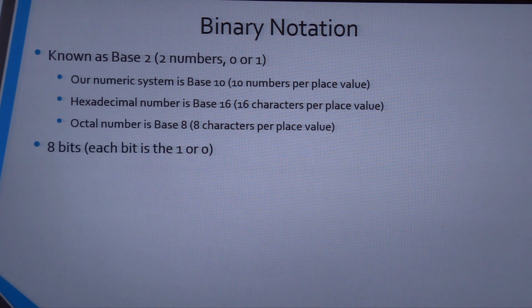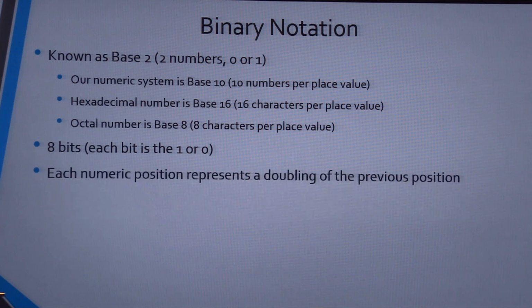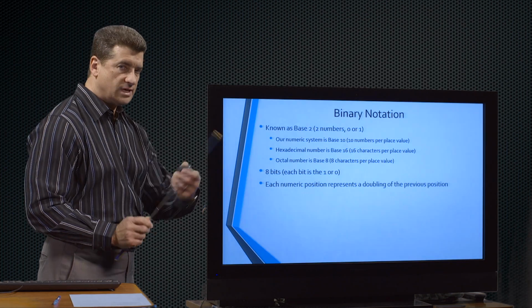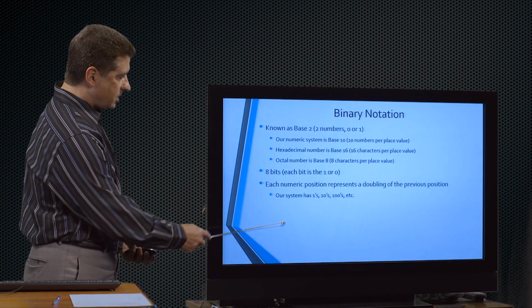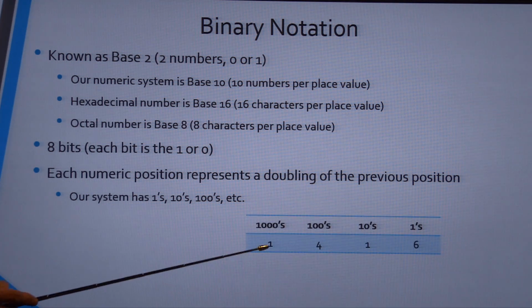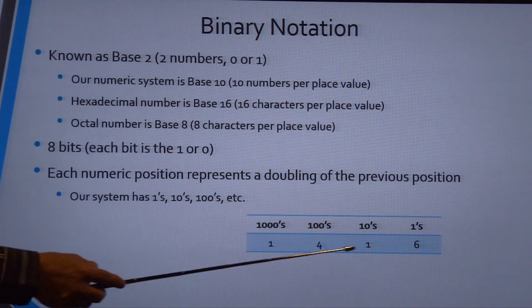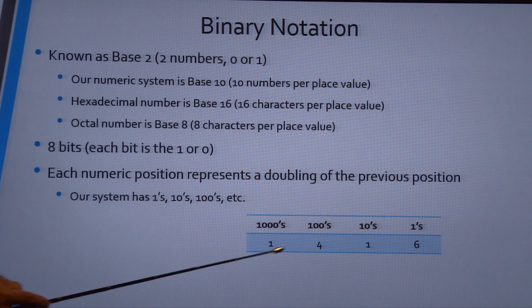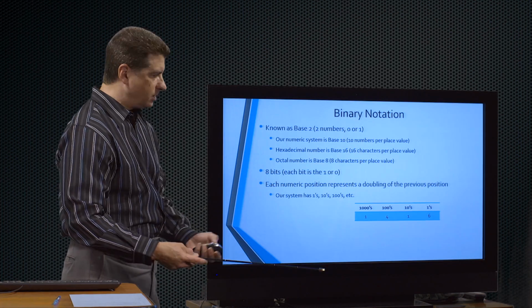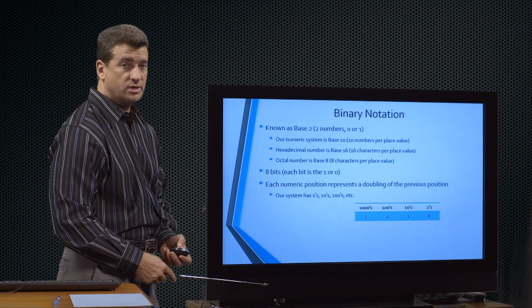All right, so let's talk about that. Each number is taken as 8 bits. Each bit can be a 0 or 1, so each bit is the value place. Each column position represents a doubling of the previous. So the increase, like base 10, is ones, tens, hundreds. That's not how it is in binary. Our system is ones, tens, hundreds. For example, if I have this, there's 1 thousand, 4 hundreds, 1 ten, and 6 ones. So that would be 1,000 plus 400 plus 10 plus 6. We don't do that, we just read the word 1,416, but that's essentially what we're talking about.